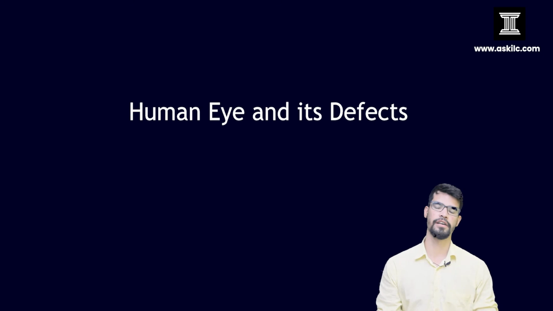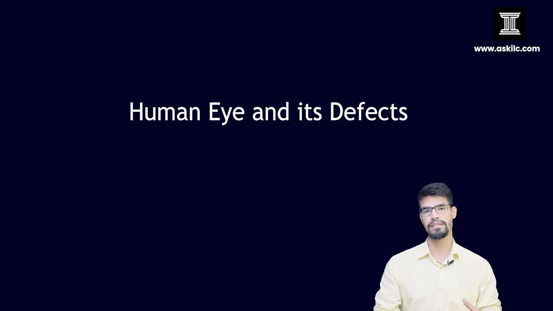Hey guys, here we are with a new chapter in physics, human eye and its defects. So, first of all, when you hear about eye, what do you think? Sir, it's a sense organ which helps us see objects around us, right? Exactly. So, as a sense organ, it's really incredible, and we really can't imagine if anything happens to our eye, right? What and how we will interact with the world around us.